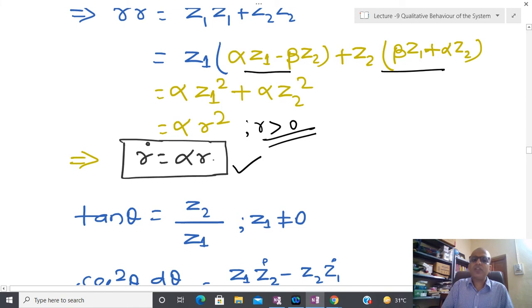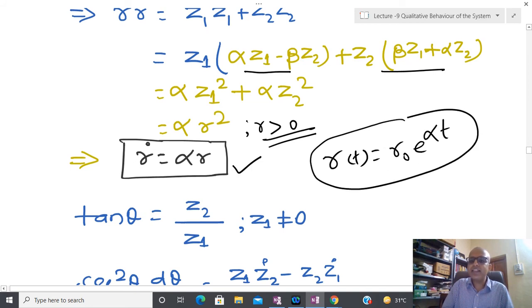First order. First order equation, and you know how to solve it. It is possible to show that the solution remains like this: r0, the initial condition, e power alpha t. So you can again see what I have done. In polar coordinates, I have converted a second order equation into a first order equation, and I know the solution.